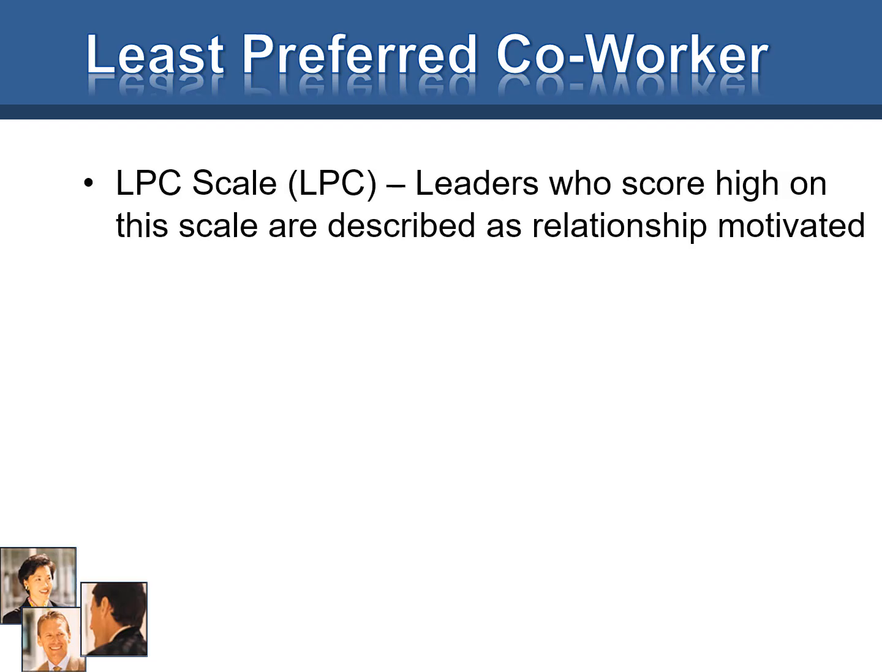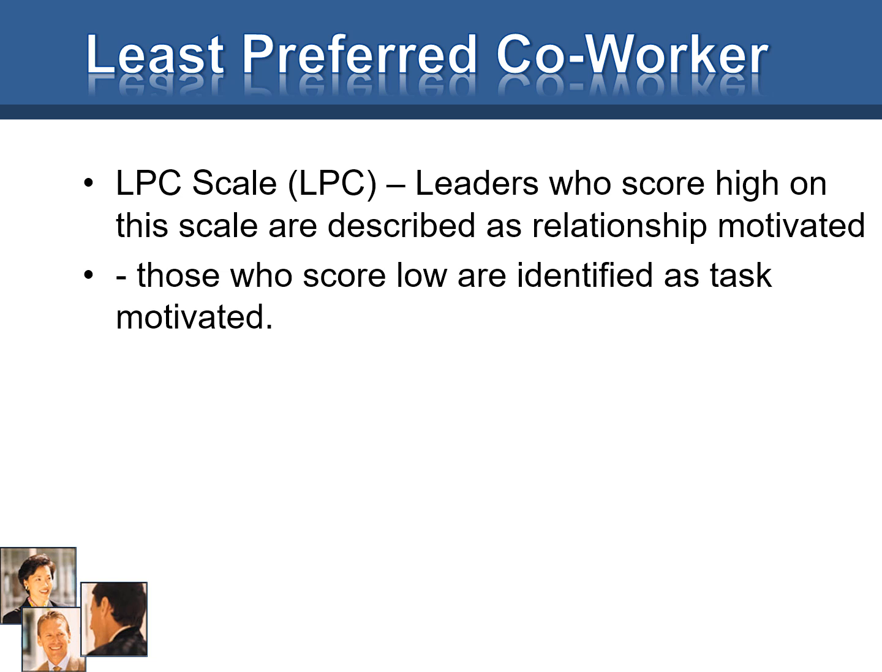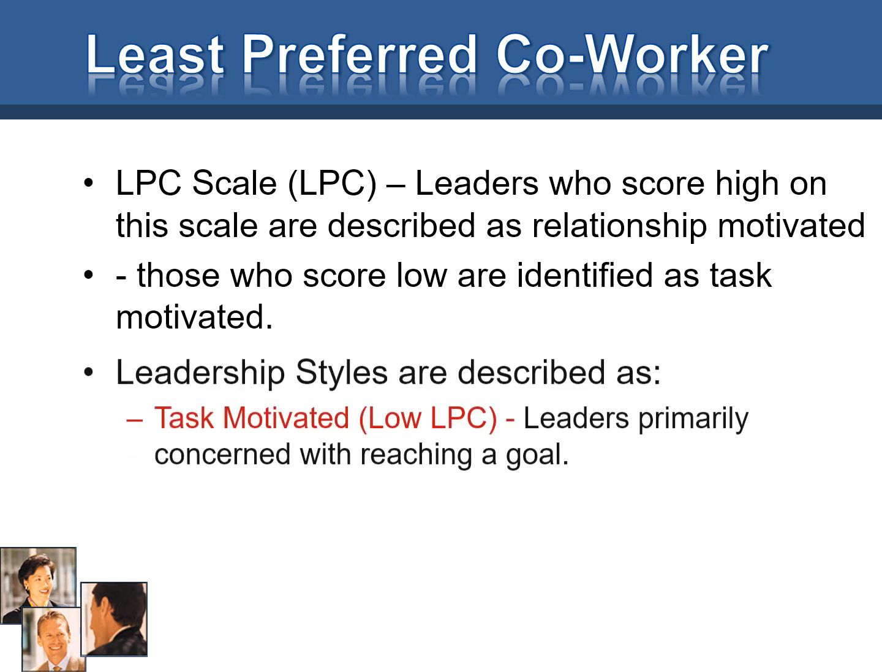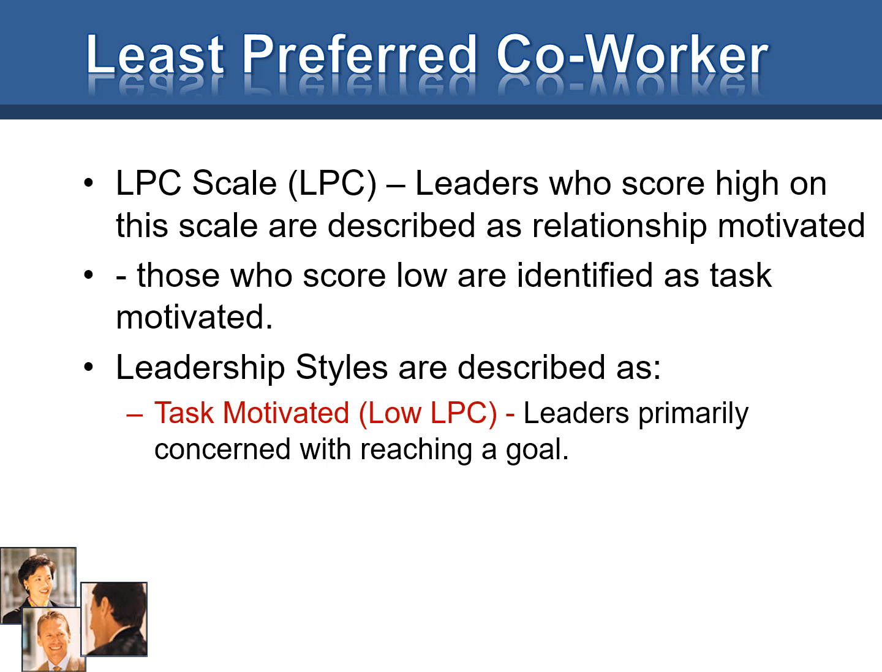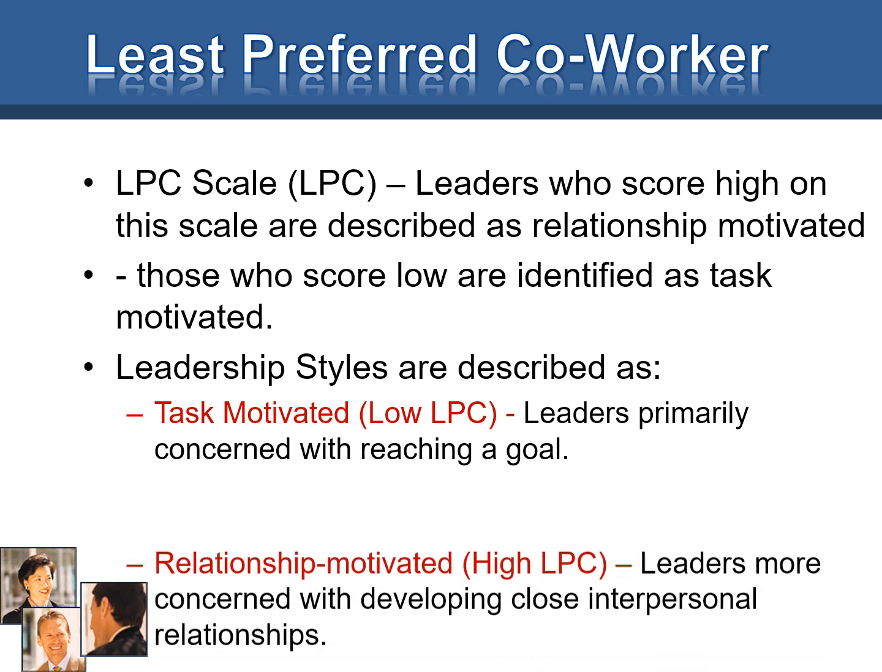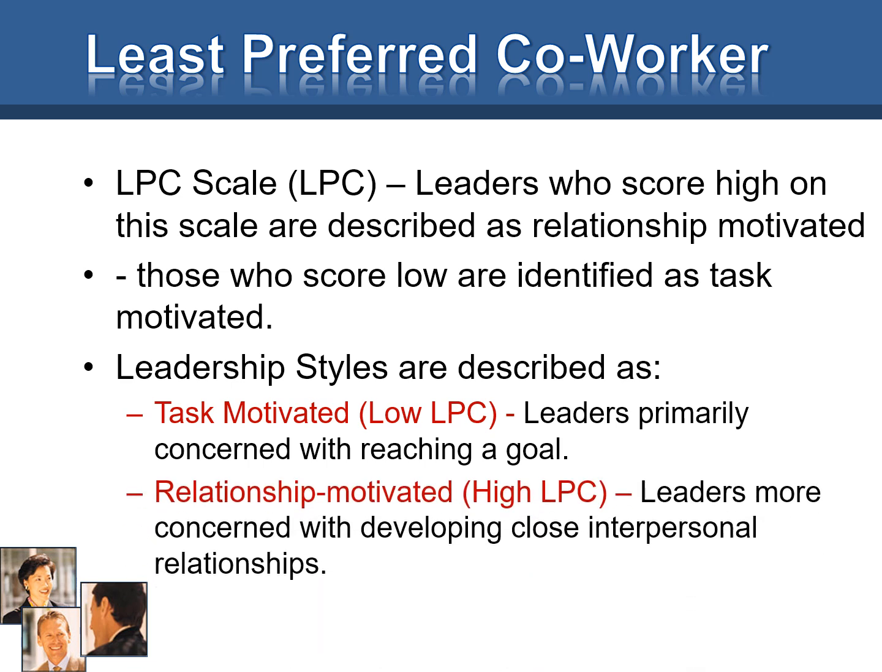The LPC scale: leaders who score high on this scale are described as relationship motivated. Those who score low are identified as task motivated. The leadership styles are described as task motivated, low LPC, leaders primarily concerned with reaching a goal, or relationship motivated, which is a high LPC. Leaders are more concerned with developing close interpersonal relationships.